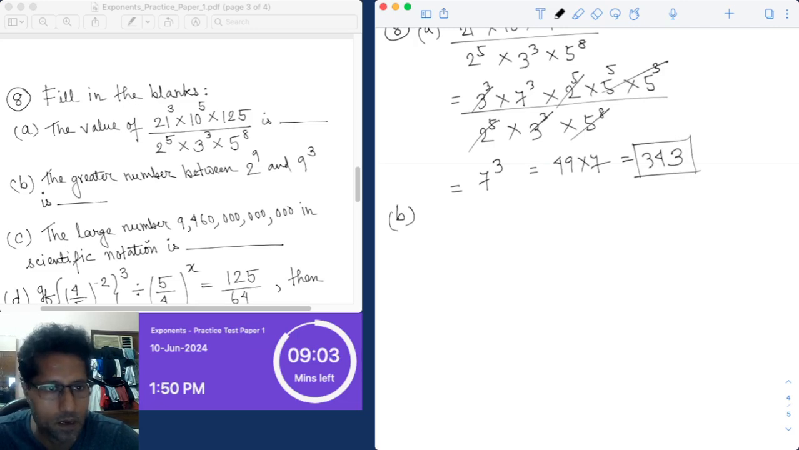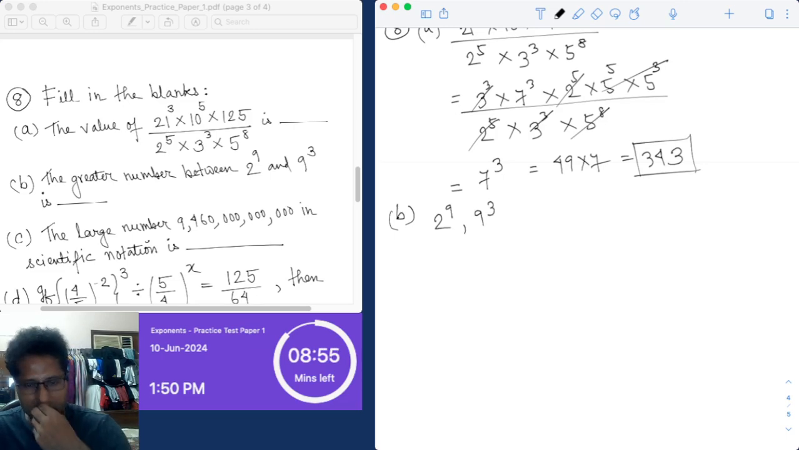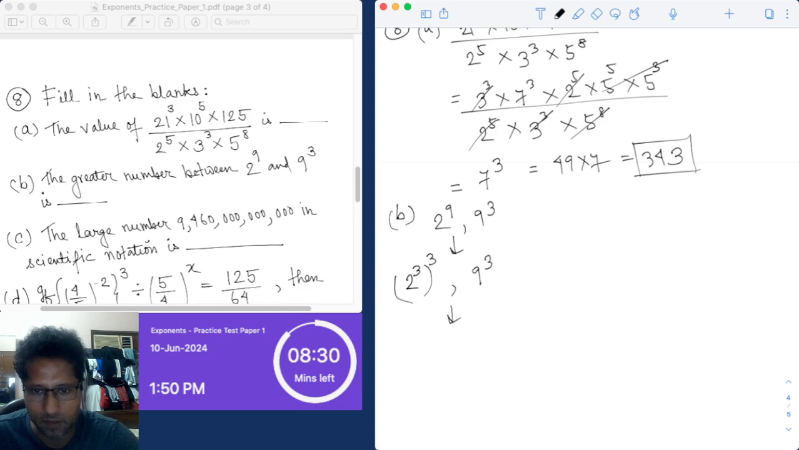Part B is the greater number between 2 to the power 9 and 9 to the power 3. Now in this kind of problem, it is convenient that you somehow make the base the same, or somehow make the exponent the same, then you can compare. So I know that 2 to the power 9, I can write as (2 to the power 3) whole to the power 3, and the other is 9 to the power 3. Now 2 to the power 3 is 8, so this is 8 cube, and this is 9 cube.